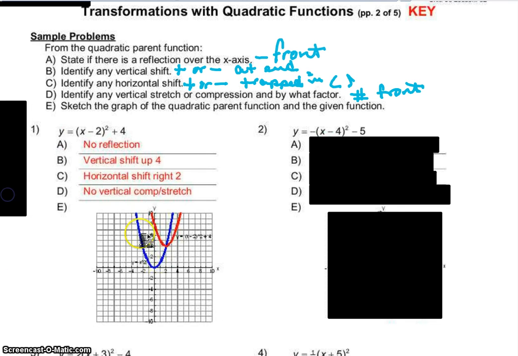And when you did that, it would look something like this red line. Your parent function is the one that's going through the origin.